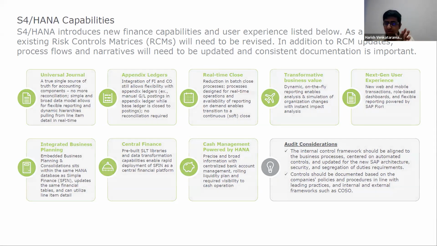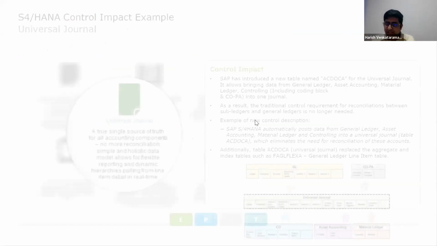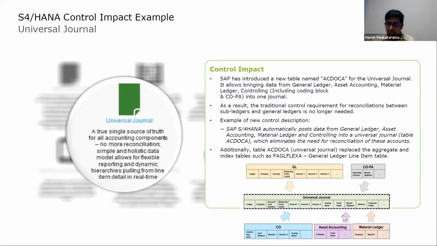As we were talking about universal journal, right? Earlier there was this GL, there was this. This is how the universal journal looks like, the figure at the bottom right, right? So the universal journal will have the details from your earlier GL, your cost and profitability analysis, your CO module, your asset accounting, material. All of these are coming together to form something called a universal journal, and that is nothing but the ACDOCA that we were talking about, right?